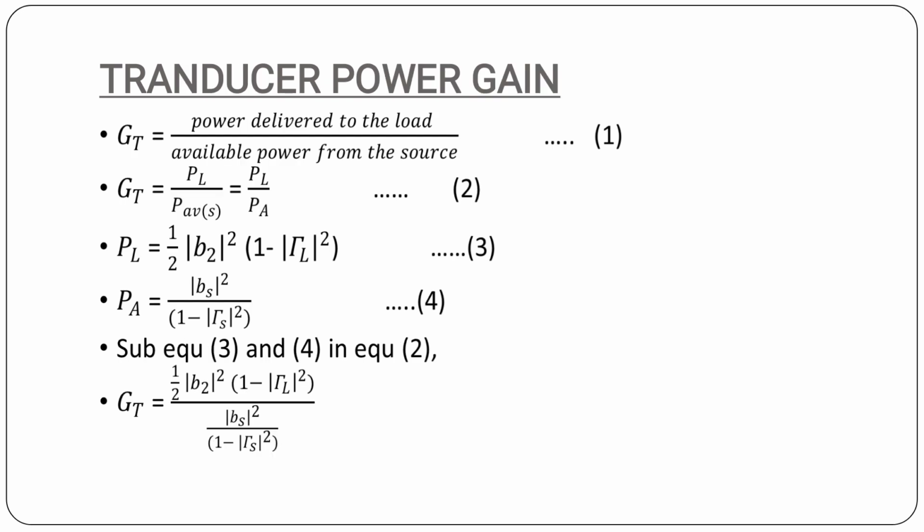Transducer power gain. The performance parameter of the amplifier begins with transducer power gain, denoted by GT. GT is equal to the power delivered to the load divided by the available power from the source. GT is equal to PL by PA. PL is equal to 1 by 2 |B2|² (1 − |ΓL|²). So PL is equal to 1 by 2 |B2|² into (1 − |ΓL|²), divided by |Bs|² by |1 − ΓS|².